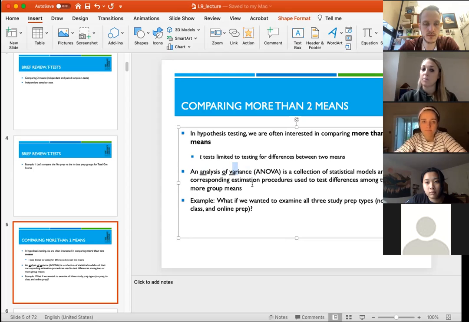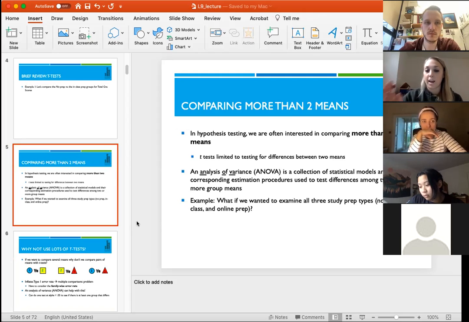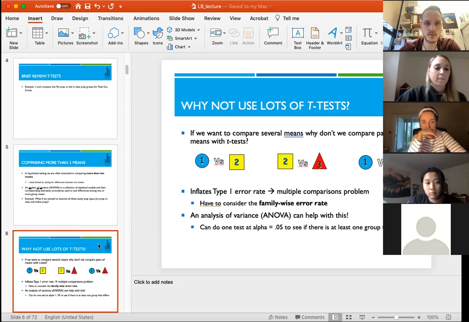But today we're just talking about a one-way ANOVA for between subjects experiments. An example of when we would use a one-way ANOVA would be, okay, we want to examine all three study prep types on how each of these students did on the GRE when they had no prep, an in-class prep, or an online prep, for example.